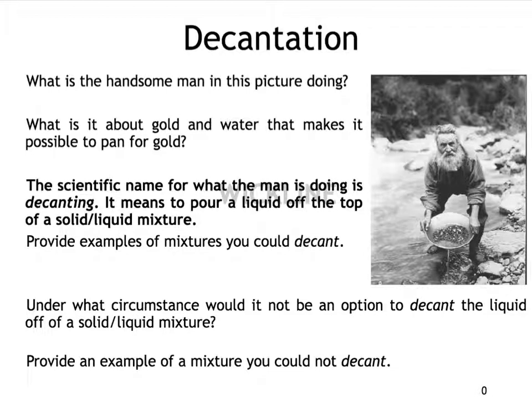So one of the oldest tricks in the book for separating mixtures is called decantation, but that's kind of a fancy term for something that many of us do all the time. So this handsome fellow right here is doing something called panning for gold, which is a form of decantation, where he's separating solids and liquids that are not soluble in each other. So he literally is just pouring the liquid off the top of the solid.